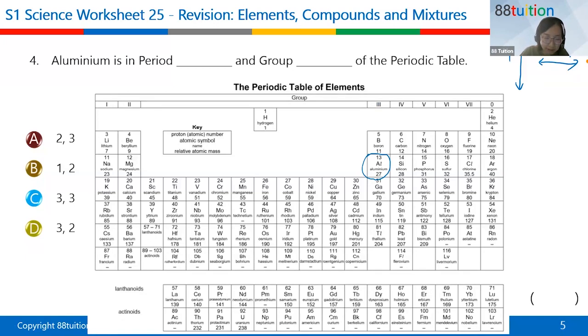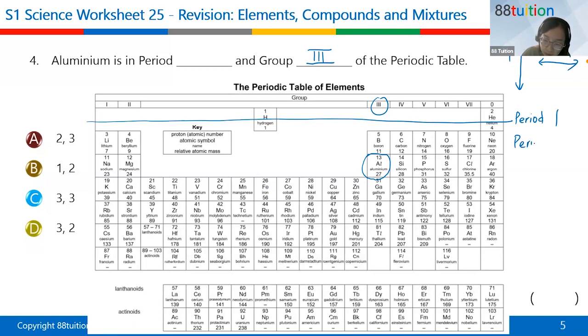So group and period for aluminium. The group is group 3. You should write it this way, in Roman numerals. Then period, take note: this is period 1, period 2 and period 3. So you write 3 this way. So the answer is C.